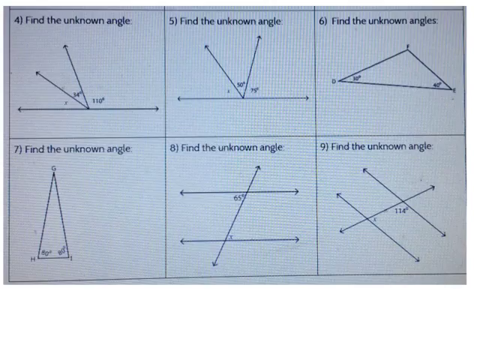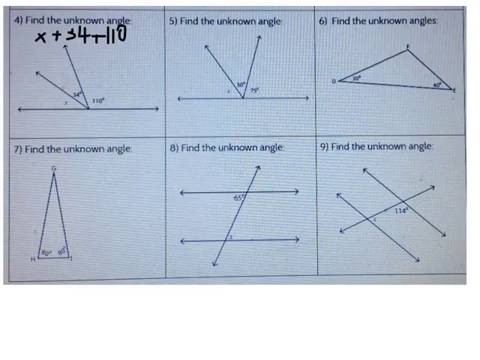Now let's solve for some missing angles. Find the unknown angle. I can see that the angles x, 34, and 110 are on a straight line. When angles are on a straight line, they are supplementary, or they add up to 180 degrees. So I can combine 34 and 110 and then subtract from 180 to find x.